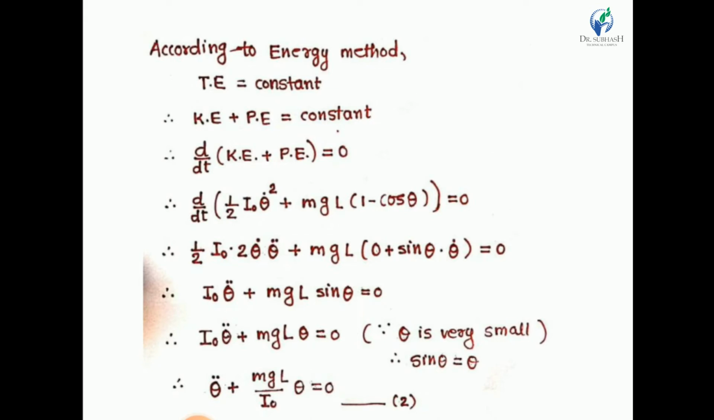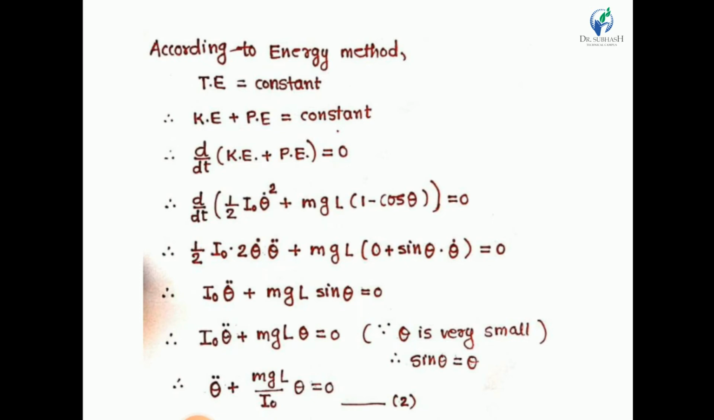So if we differentiate, the 1 by 2 is constant, so 1 by 2, IO is also constant. The differentiation of theta dot square is equal to 2 theta dot into theta double dot, plus mgl is constant, the differentiation of 1 is 0, plus differentiation of minus cos theta. So the differentiation of cos theta is minus sin theta, so minus minus plus here, sir. Minus minus plus, so sin theta into the differentiation of theta, which is theta dot. So here theta dot is common in these two terms.